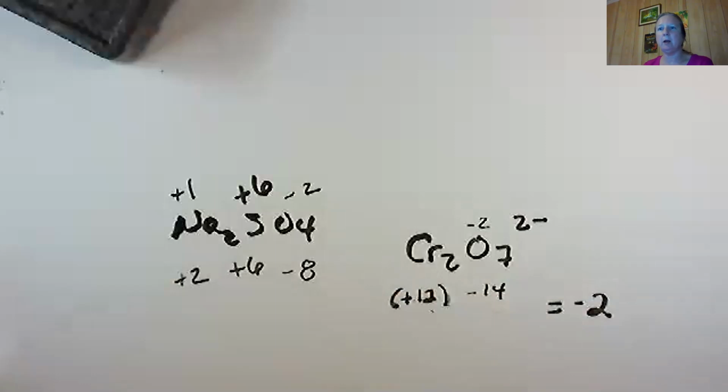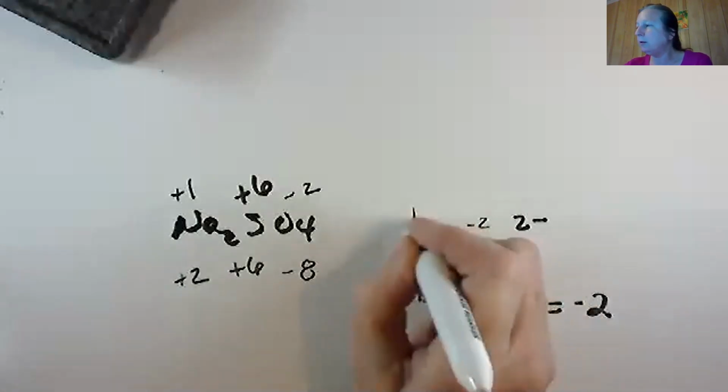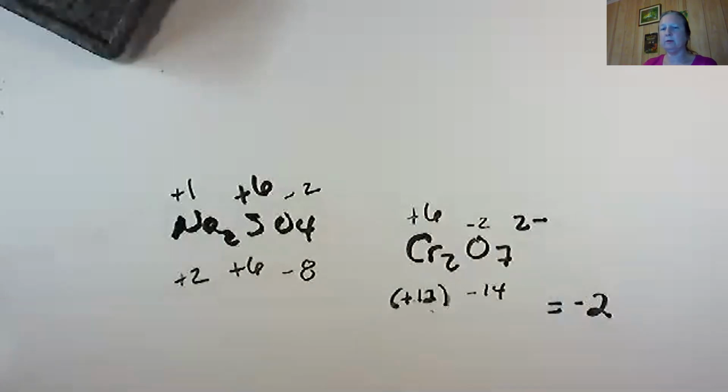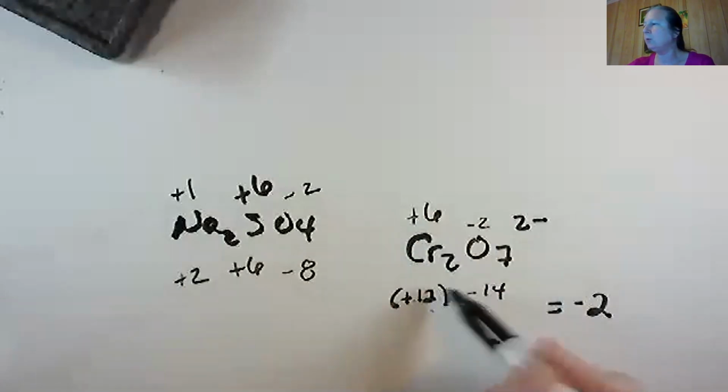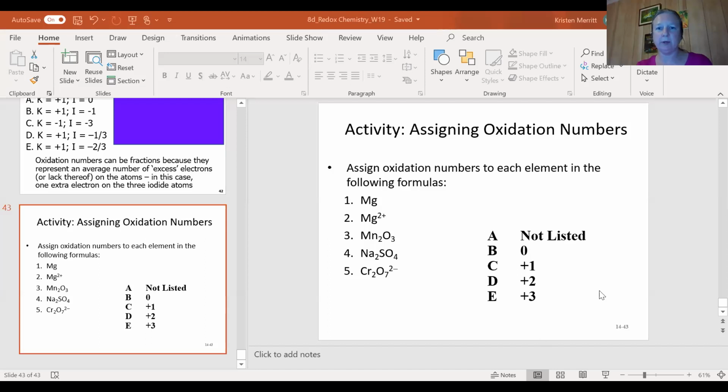Okay, so don't make the mistake I almost made. Minus 14 and a plus 12 will give me minus 2. And that's the charge on the ion. But I have 2 chromium, so each one is plus 6. So 6 times 2 is 12, plus 12, and a minus 14 gives me a minus 2. See that? So in both of these, when we go back to the slide, both of the atoms that we calculated had a plus 6, and that would be not listed because there's no plus 6 on here.